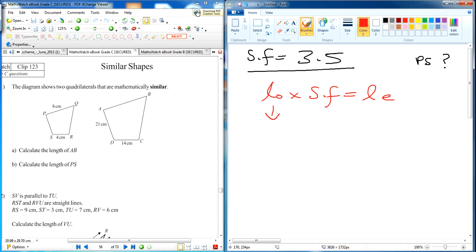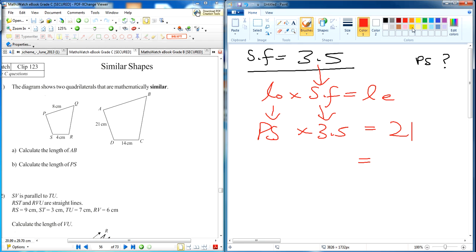Length of the original is what? PS, which is this one. We multiply that by the scale factor, which we worked out earlier was 3.5. And that will give us the length of the enlarged one, which is, sorry, 21. Happy with that? So PS relates to 21. It corresponds, so that will give you 21.